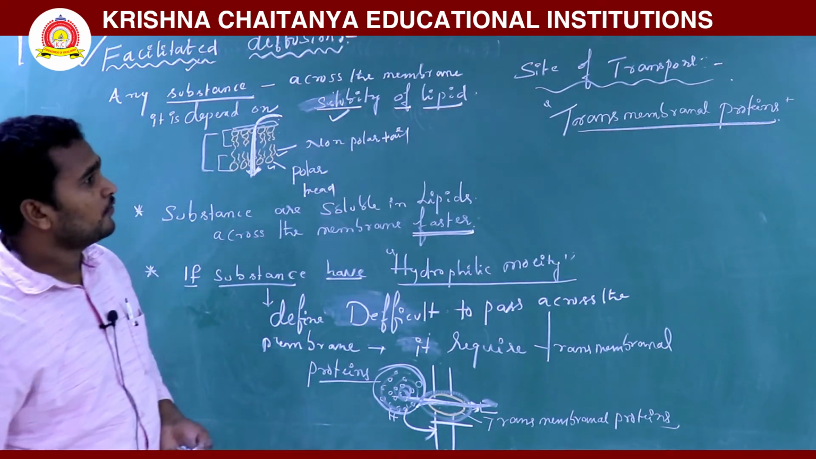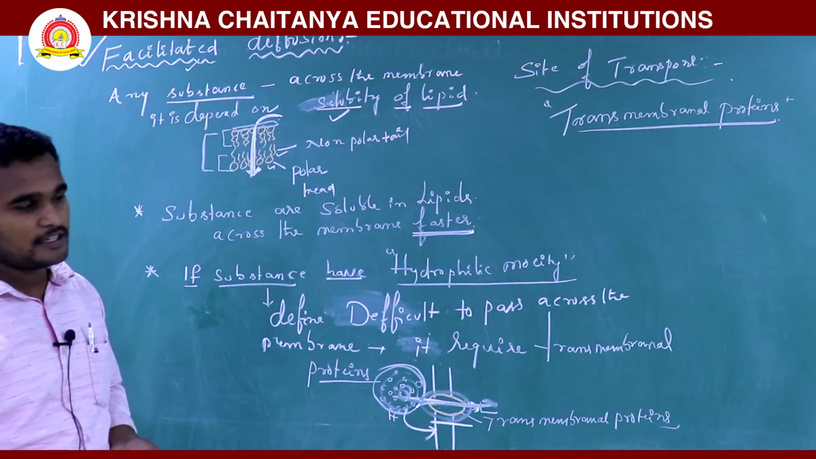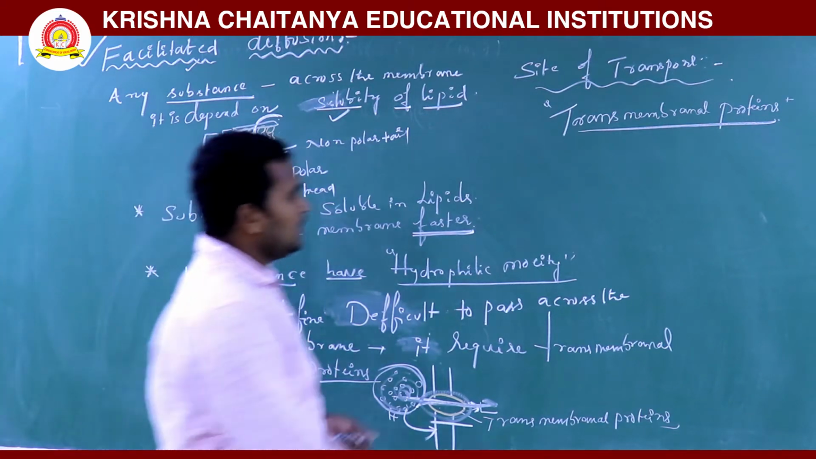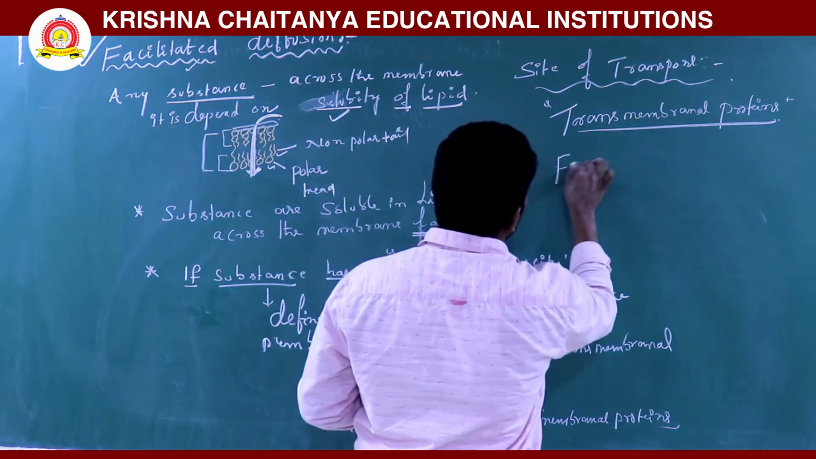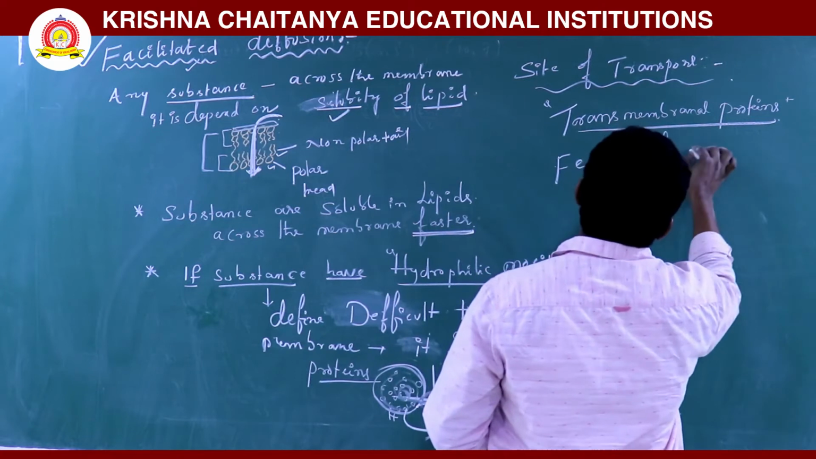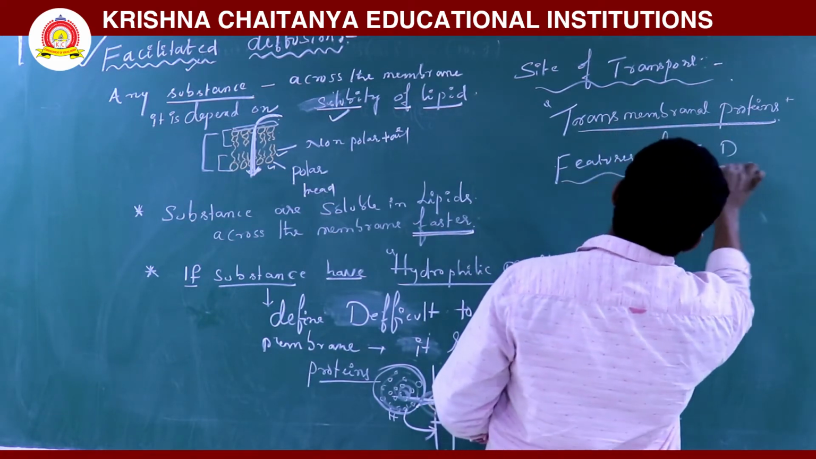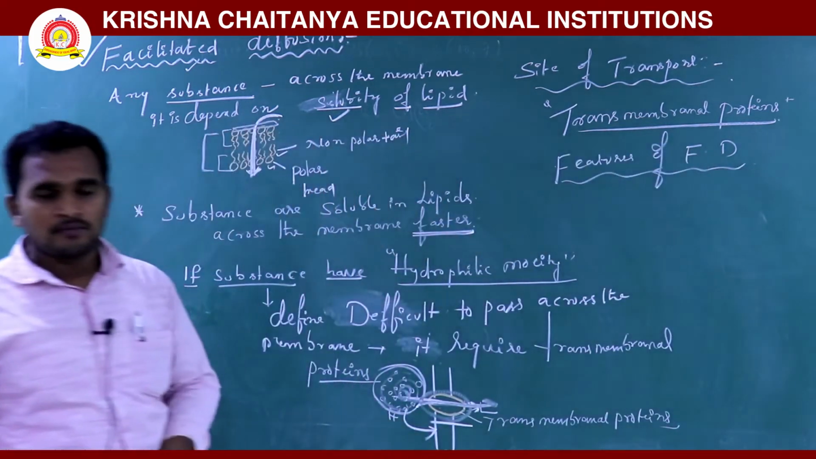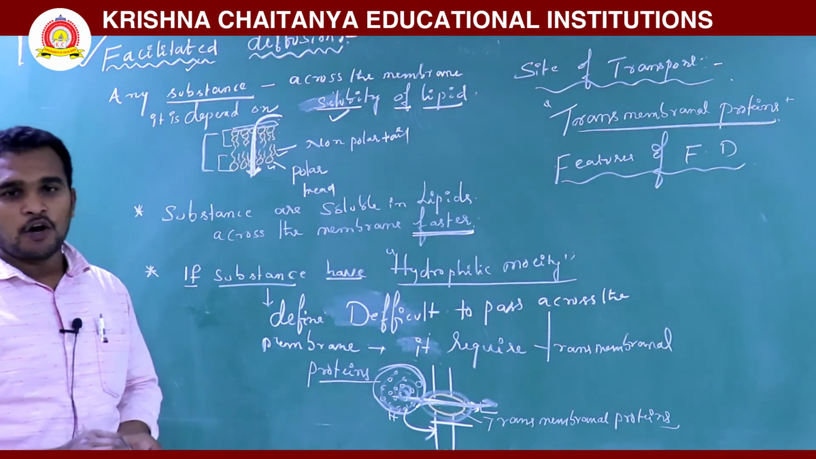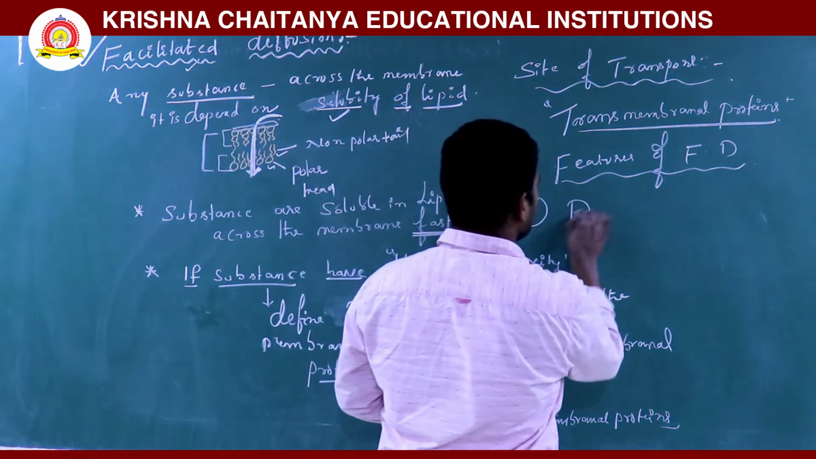So now, features of facilitated diffusion. Generally, it is a downhill process.